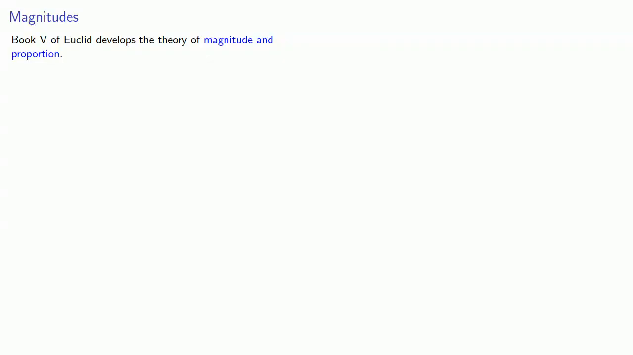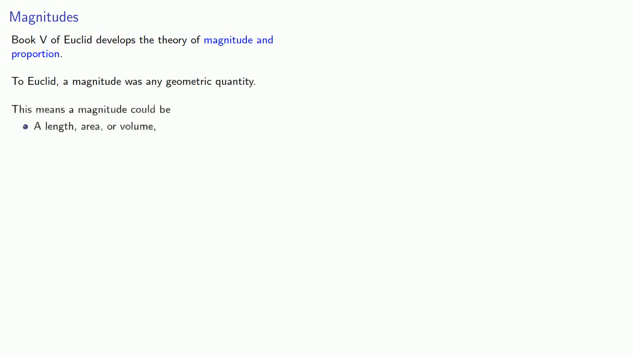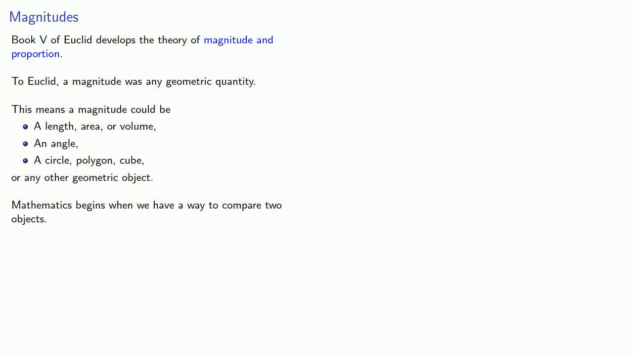Book 5 of Euclid develops the theory of magnitude and proportion. To Euclid, a magnitude was any geometric quantity. For example, it could be a length, area, or volume. But it could also be an angle, or a circle, polygon, or cube, or any other geometric object. So what can we do with these? Mathematics begins when we have a way to compare two objects.